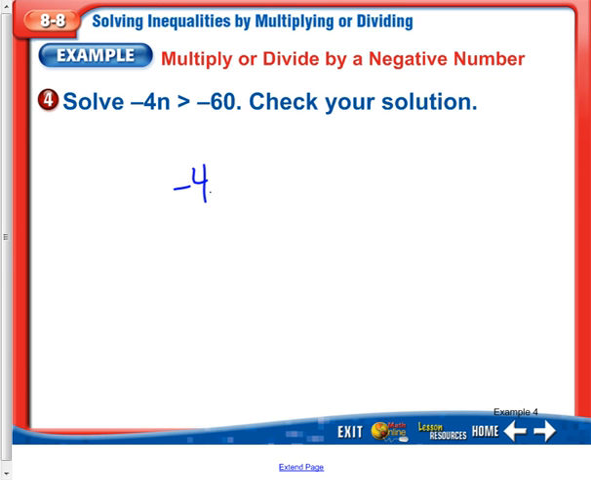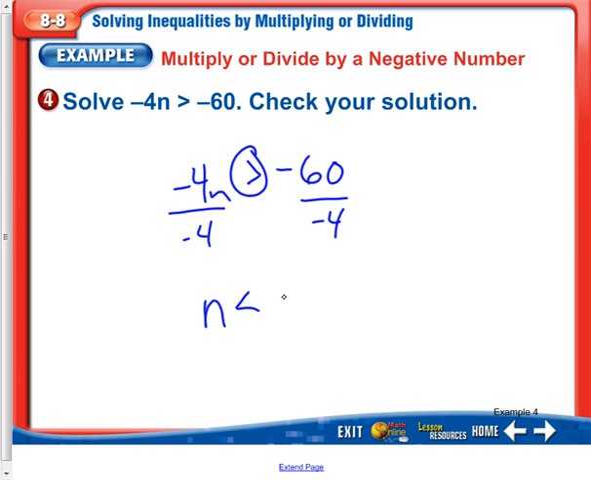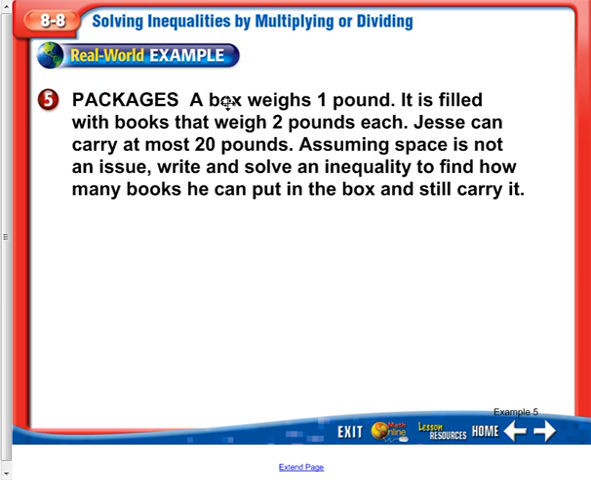We have negative 4n is greater than negative 60. We have to divide both sides by the coefficient of negative 4. When you do that, we're dividing by a negative, so I'm going to circle my inequality so that way I remember to flip my sign. So n is less than positive 15 because my negatives will cancel, and 60 divided by 4 is 15. My negatives over here cancel, and my 4's cancel, so I'm left with n. So as long as n is less than 15, this inequality will remain true.